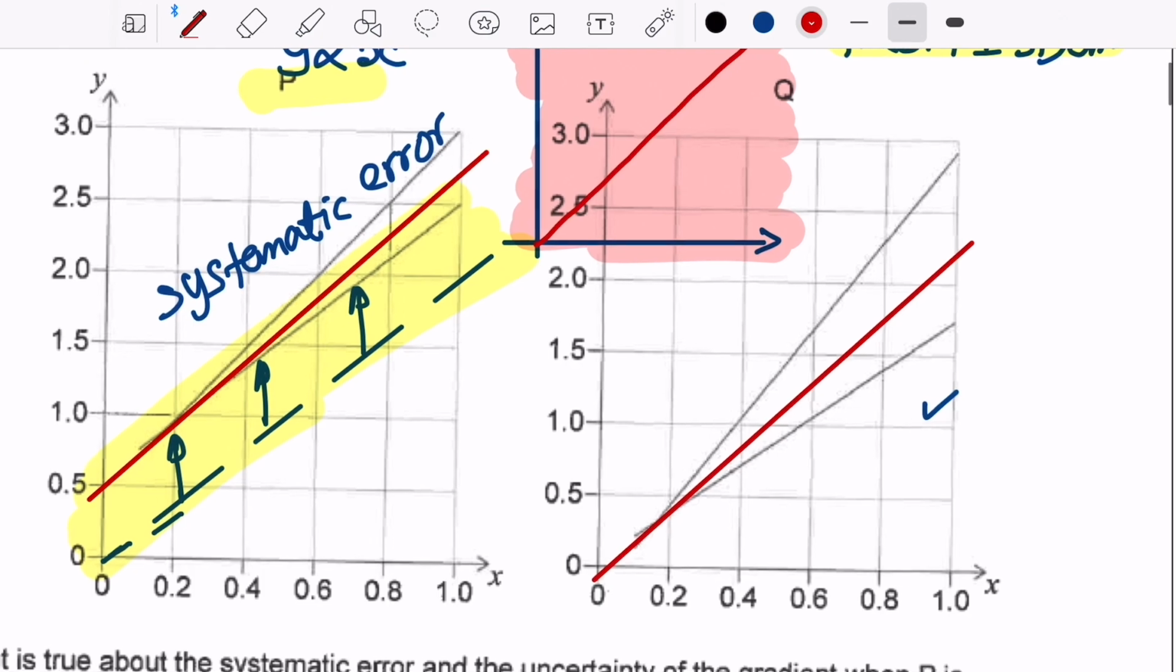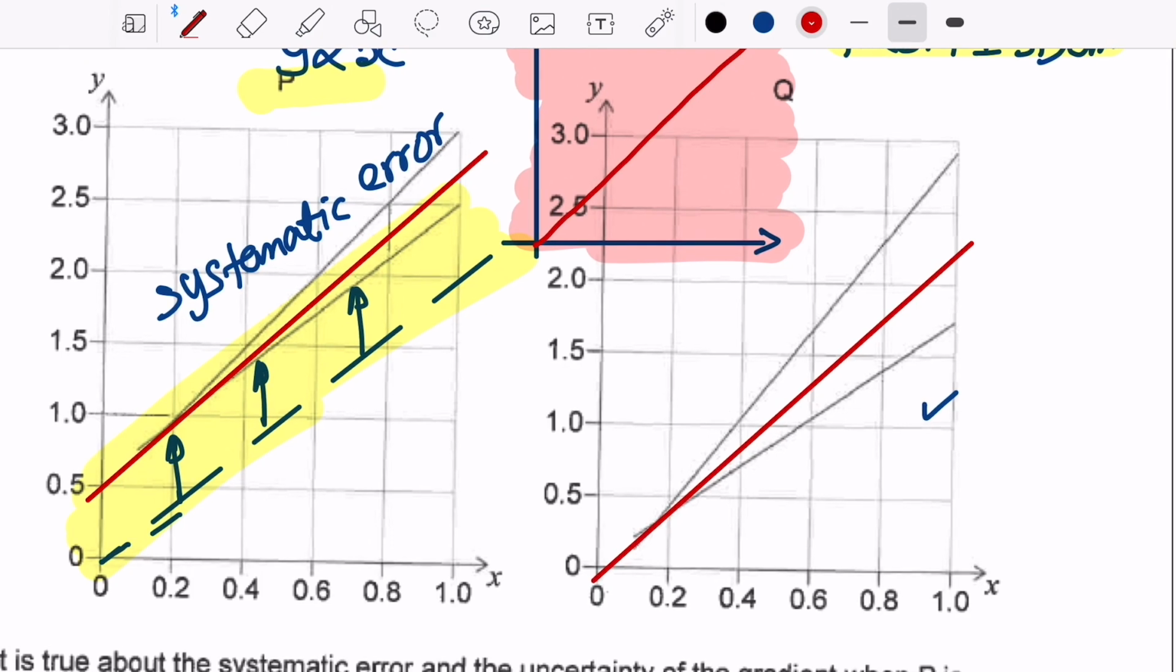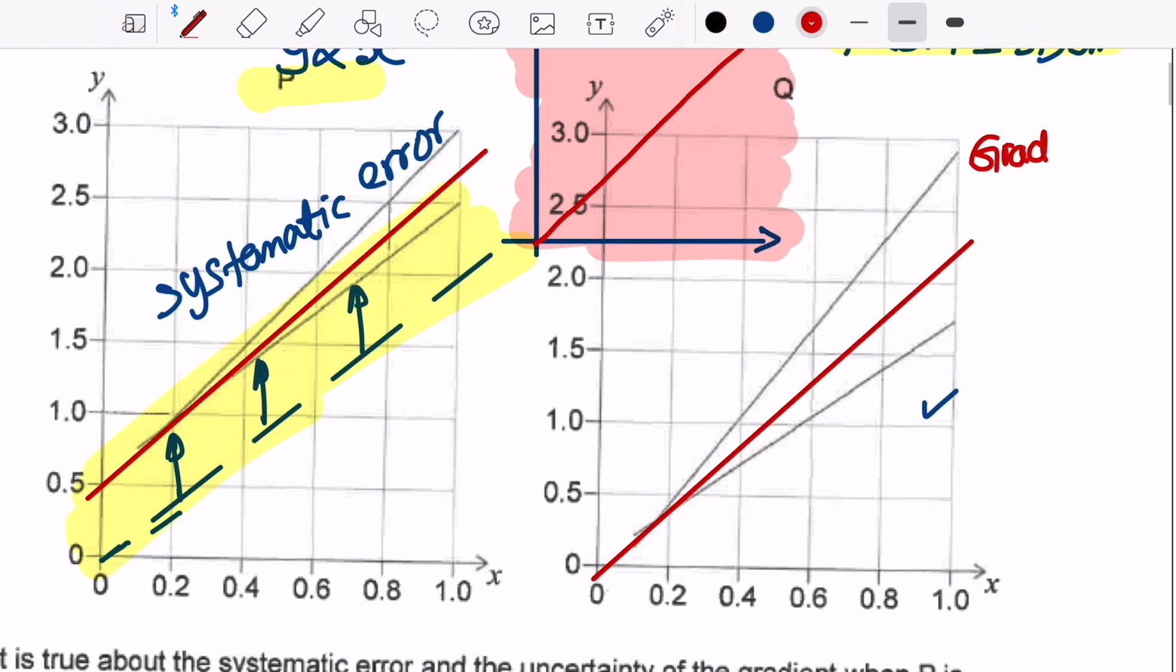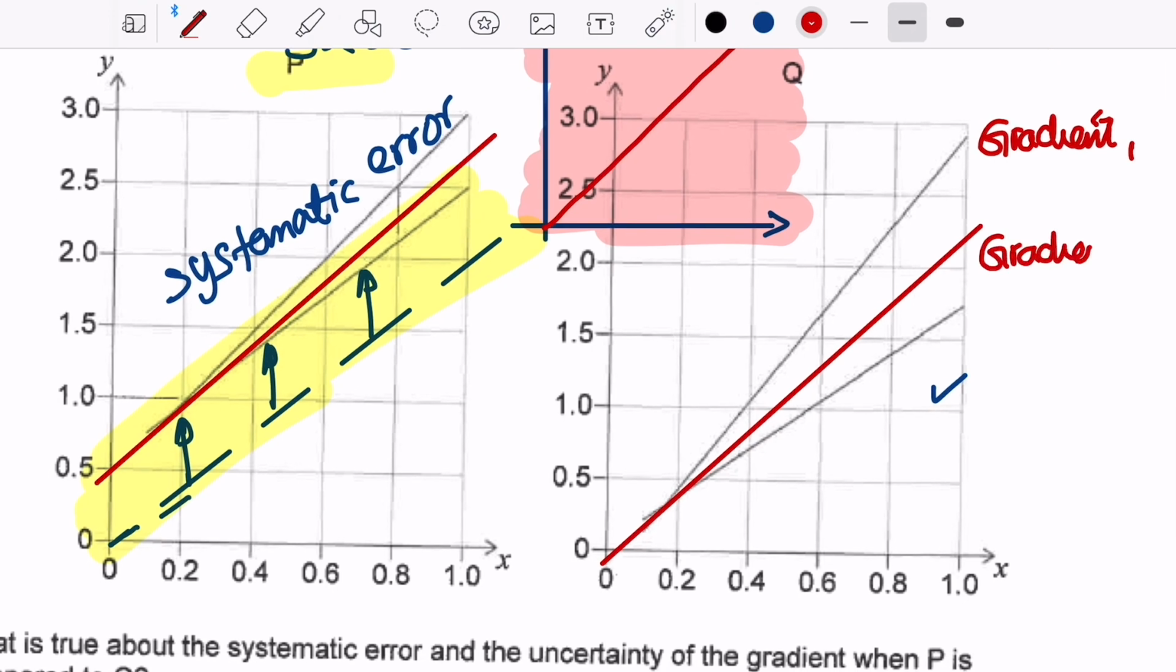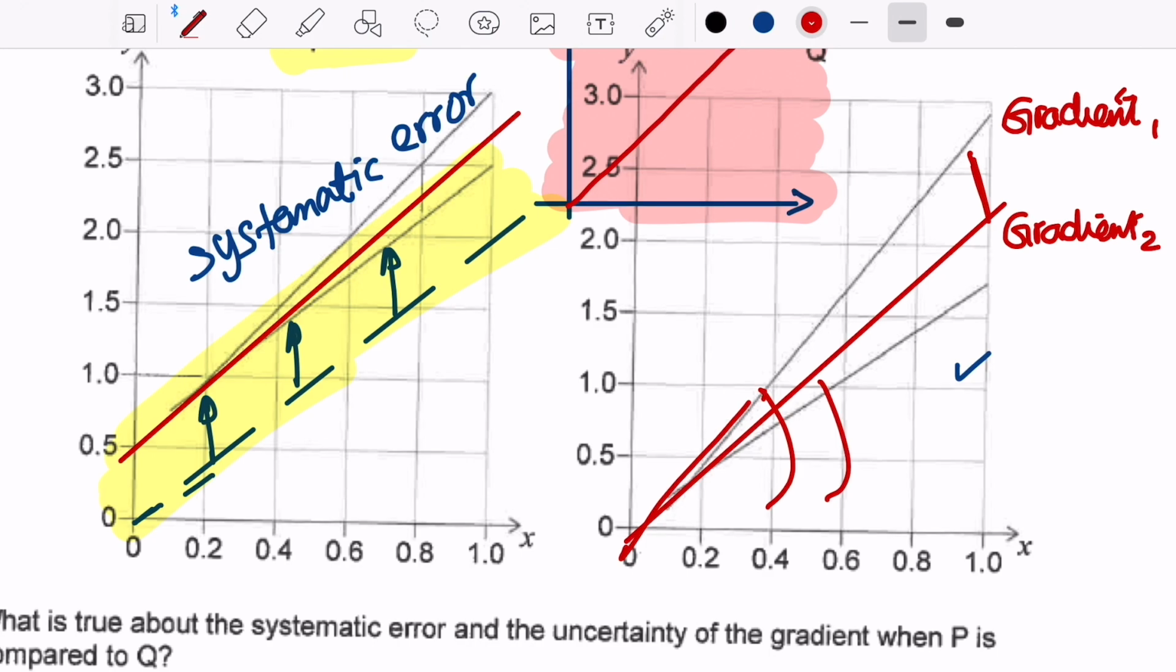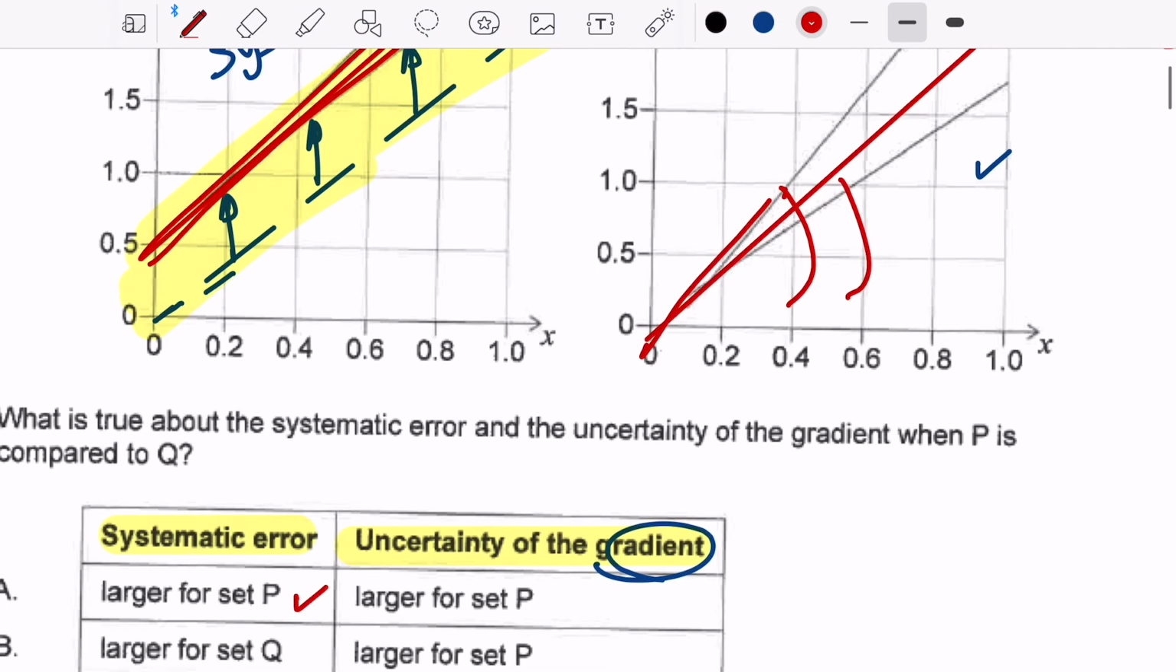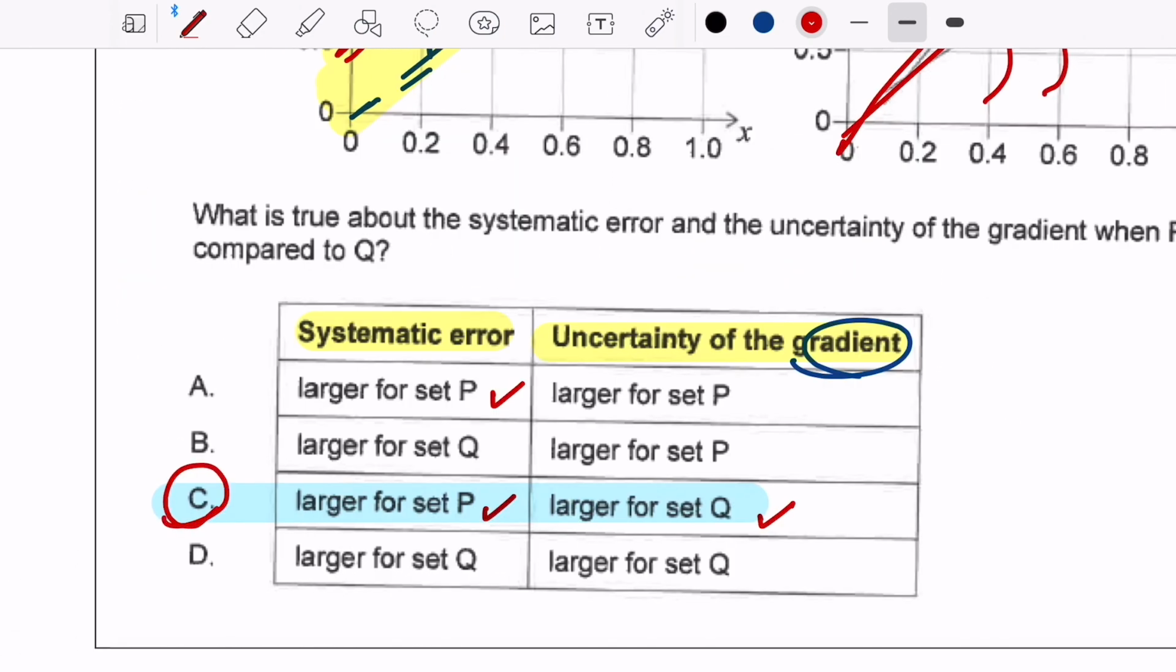Now let's think about graph Q. The uncertainty of the gradient is the gradient of the maximum line minus the gradient of the best fit line, right? This is the uncertainty. Obviously, the gradient values, see, one is like this, the other one is like this. There's a big difference in the gradient. But if you look at this left hand side graph, the gradient is almost the same. So higher gradient uncertainty is with Q. This is the answer.